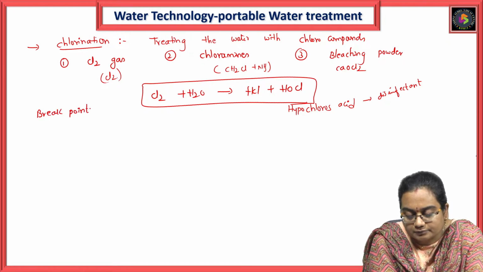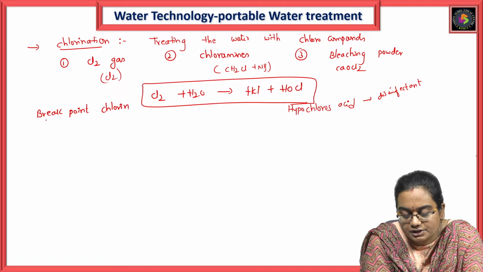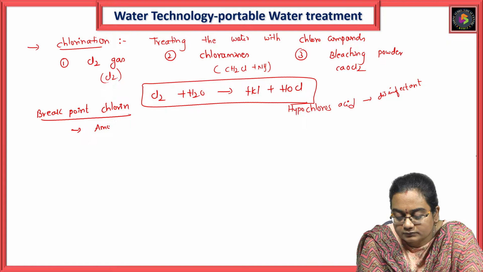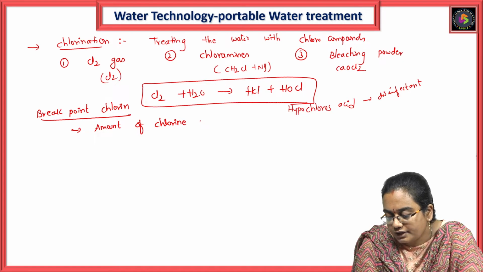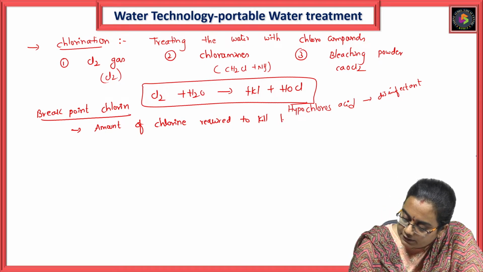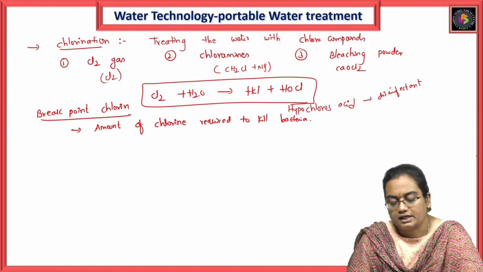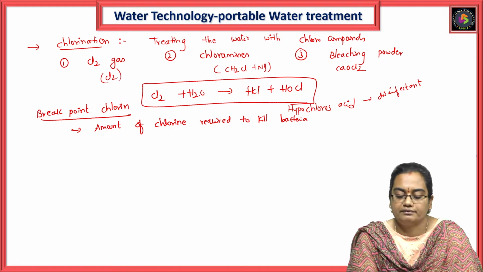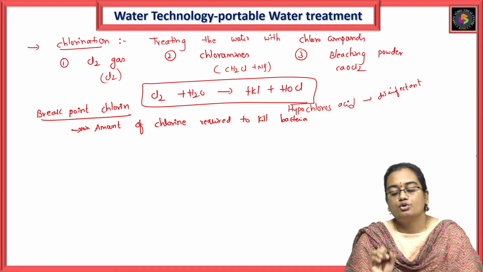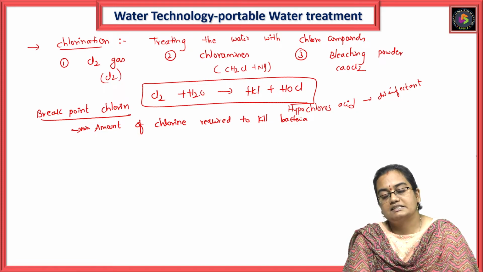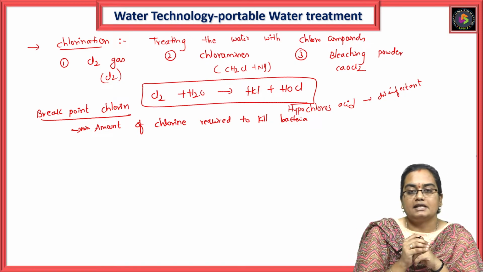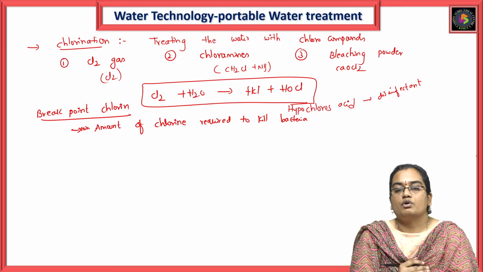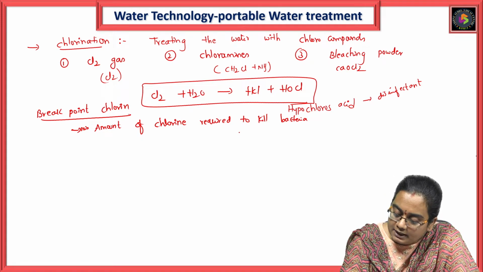So what do you mean by this breakpoint chlorination? The amount of chlorine required to kill bacteria, very important. The minimum amount of chlorine required to kill pathogenic organisms present in the water is known as breakpoint chlorination. If less chlorine is added, what is happening? If more chlorine is added, what is happening? That we are going to discuss by using a graph.